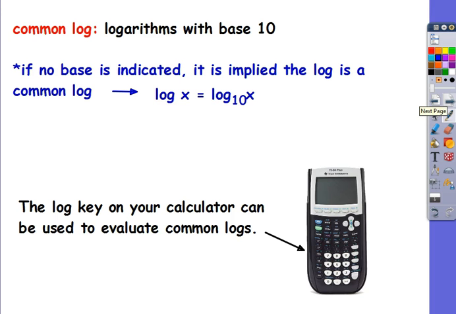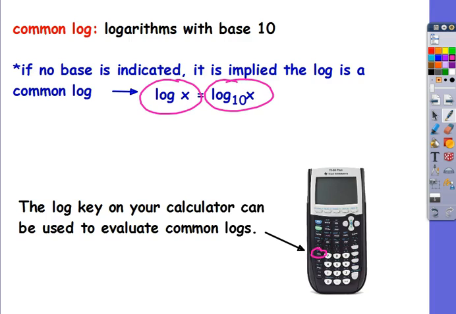Today we're looking at common logs. A common log is a logarithm with a base of 10. If no base is indicated, it's implied that the log is a common log. This is very important. So in your homework, if I see something like this where there's no base, it's implied the base is 10. So I could just go ahead and write this as log base 10 of x. So if I see log of x, that's the same thing as saying it's implied my base is 10. Now on your calculator, you actually have a common log key, which would be right here.